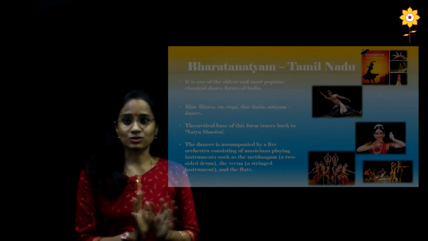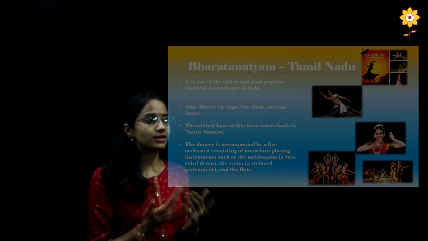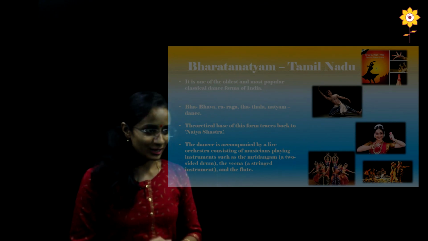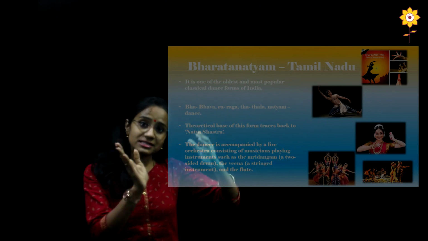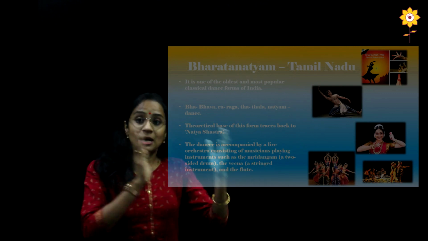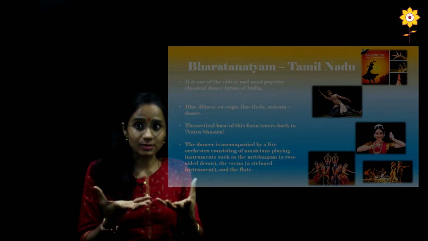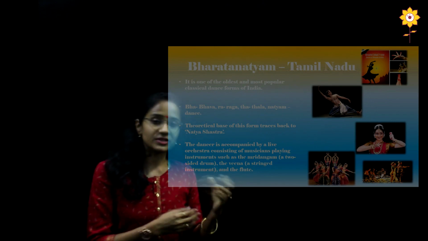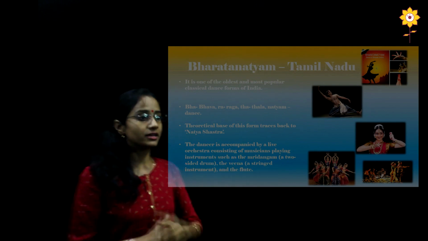Okay, now as I told you, we'll be looking into each form of dance in detail. We'll start from the first one, which is Bharatanatyam. It is from Tamil Nadu. From the name itself, we should understand what it is. Bharatanatyam: Bha is for Bhava, that is your emotion. Ra is Raga, that is the music. Ta is Talam, that is the rhythm, and Natyam is dance. That is Bharatanatyam, and it is from Tamil Nadu.